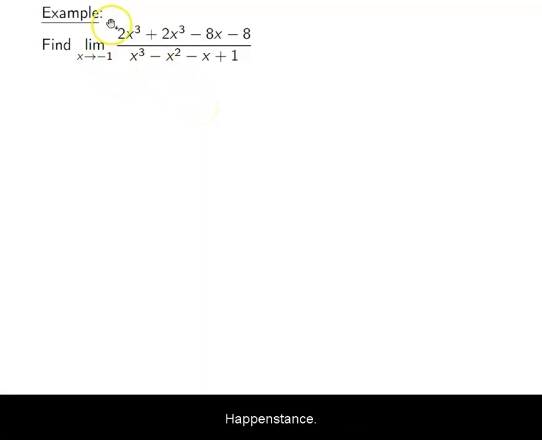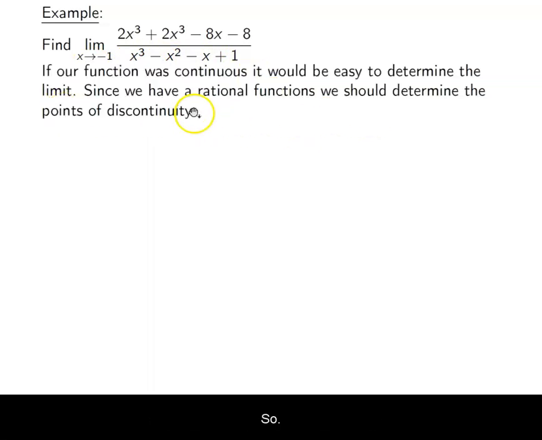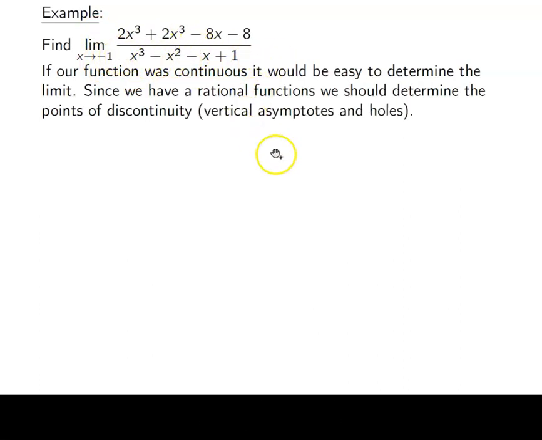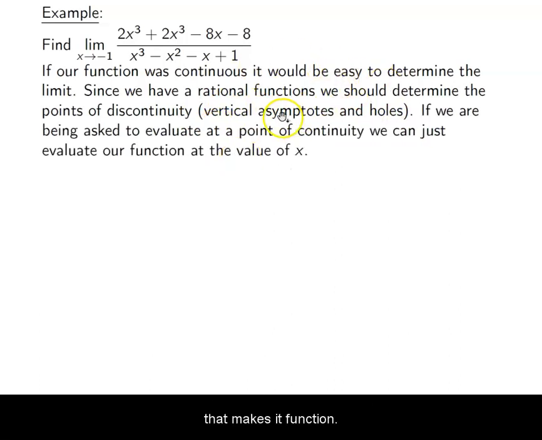Now, as it stands, we can't really tell what's going on at -1, so generally we like to factor these things. Okay, so what we're going to do is factor so we can figure out where we're discontinuous, because if I plug in -1, especially since I just talked about it, this probably makes the denominator 0, right? So we're trying to be aware of holes and vertical asymptotes, because that makes our function not continuous, right?